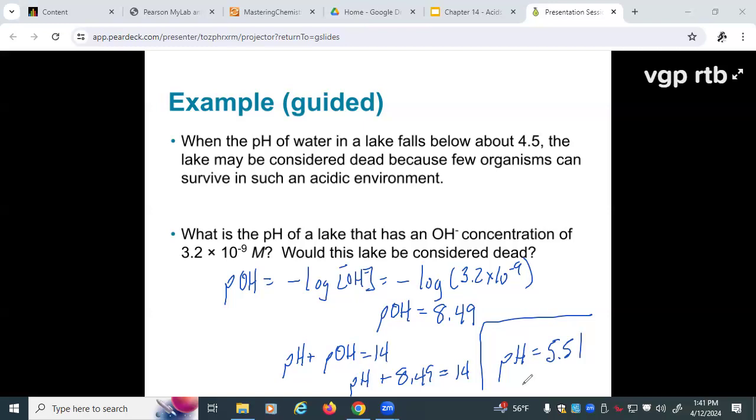The answer to the secondary question, is the lake dead? Well, the pH is above 4.5, so the answer is no.